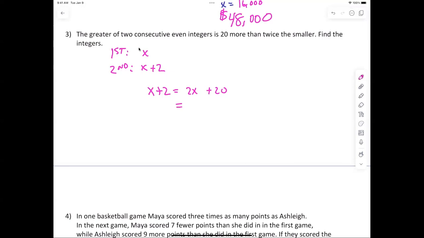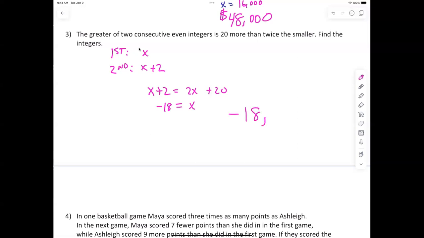No. 1x. Now I'm going to move the 20 over. What does that become? Negative 18, for those of you who would like a correct answer on your test. x equals how much? Negative 18. So negative 18. Now, don't make the mistake.